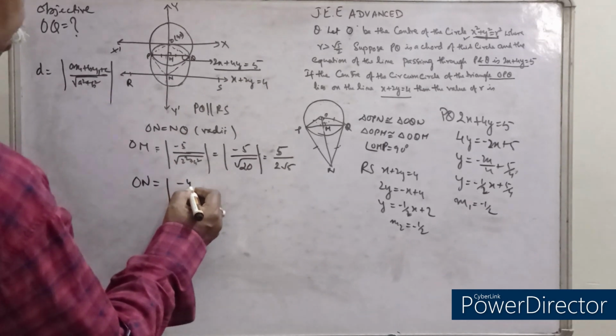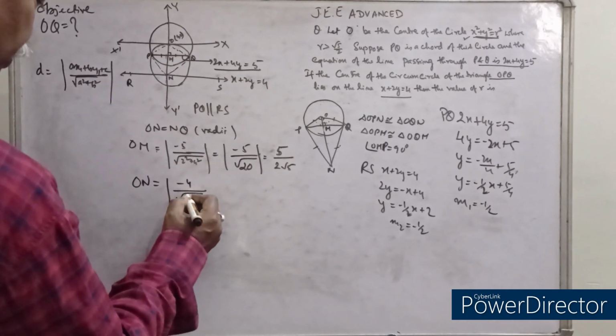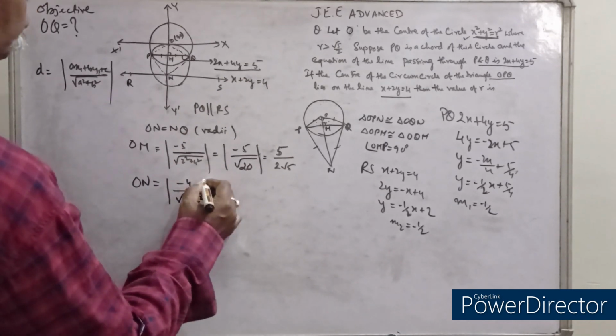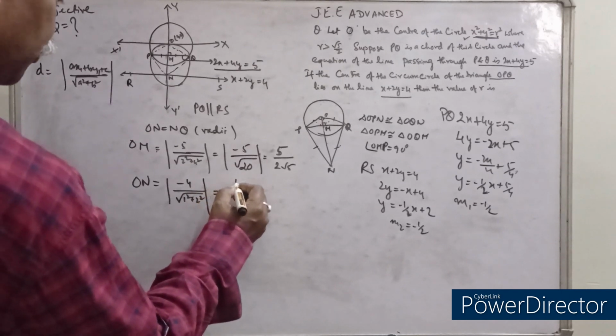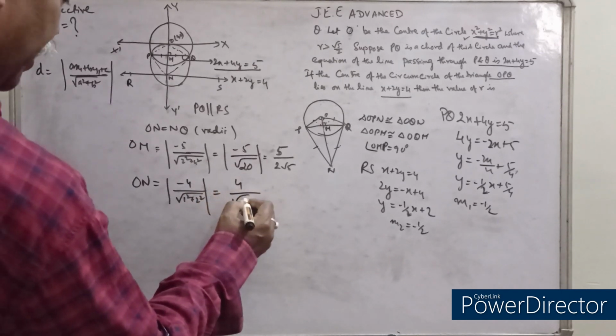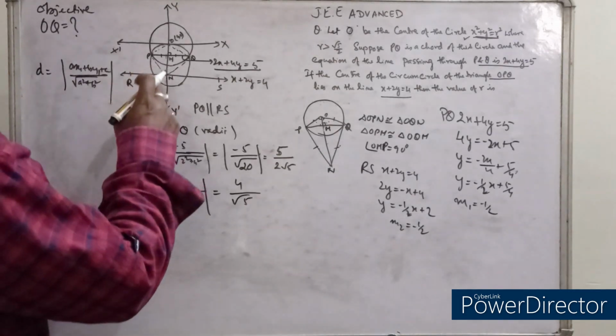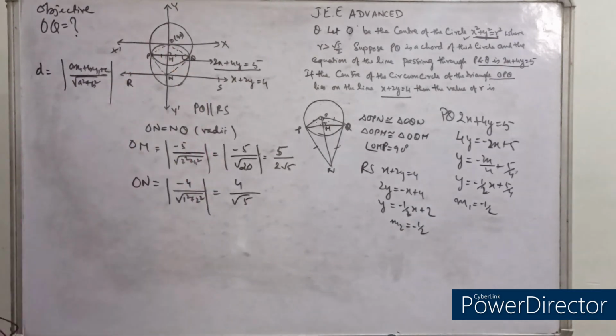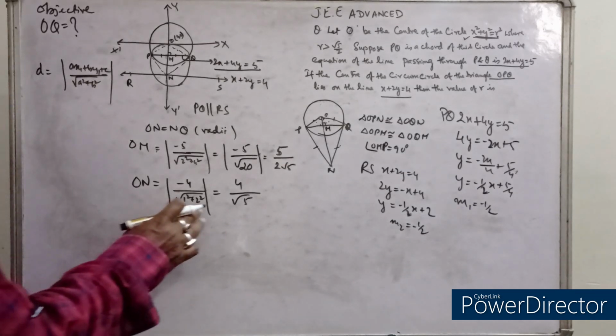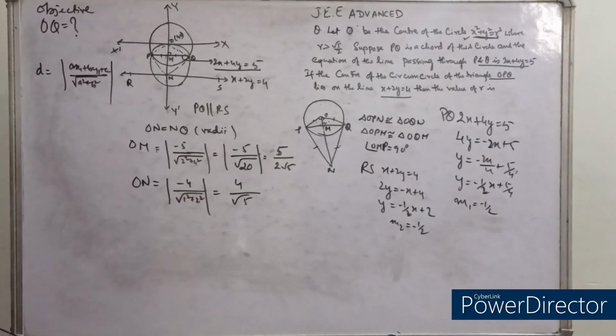So this will be minus 4 by root over 1 square plus 2 square. So this will be equal to how much? 4 by 4 plus root 5. This will be your ON. And since ON is equal to OQ, so this is the ON. I have found out your ON for you.